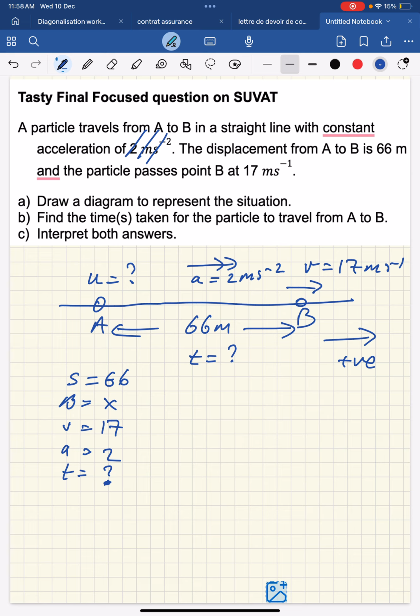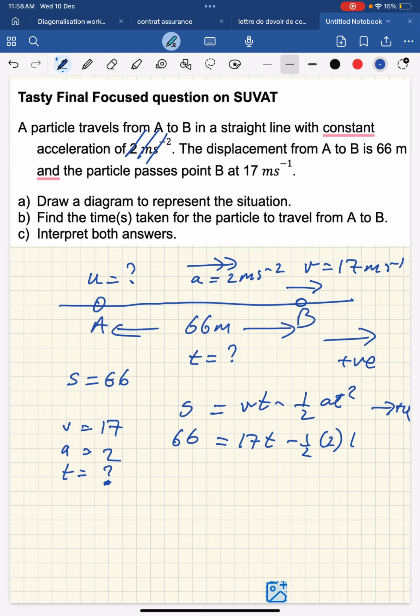So if we cancel U out here, SVAT, I think that's S equals VT minus a half AT squared, and everything to the right is positive. So 66 equals 17T minus a half times 2 times T squared. If you do a bit of rearranging, you will get T squared minus 17T plus 66 equals 0. That factorizes nicely.